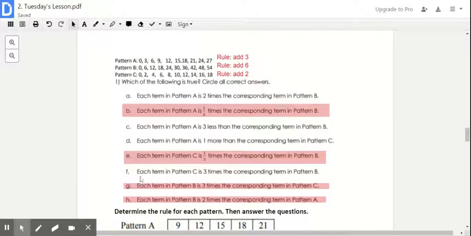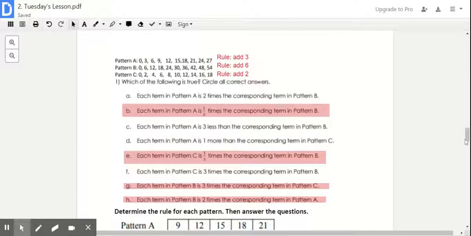Okay, let's go to F. Each term in pattern C is 3 times the corresponding term in pattern B. Why is this incorrect? Exactly. So I know that pattern C is not 3 times the corresponding term. I can easily look at this by saying if 6 times 3 equals 2, is that correct? Absolutely not.